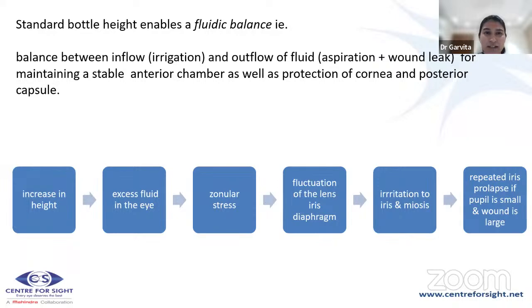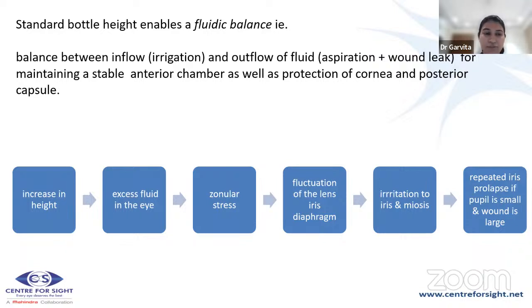So the standard bottle height enables a fluidic balance. What is a fluid balance? That is the balance between inflow, which is your irrigation, and outflow of fluid. Outflow has two components. One is the aspiration and one is wound leak, which is fluid leaking via your main port or your side ports. Both the inflow and outflow of fluid are required to maintain a stable anterior chamber and therefore also to protect the cornea and the posterior capsule.